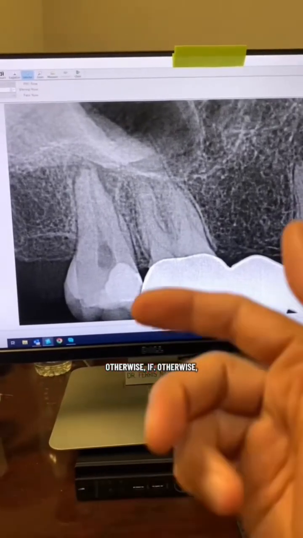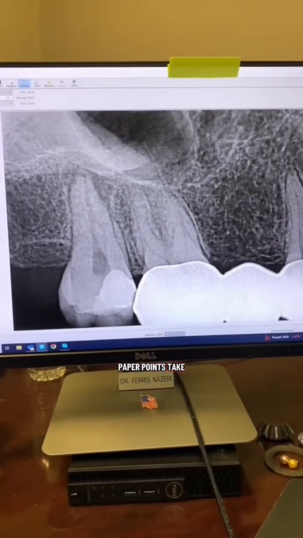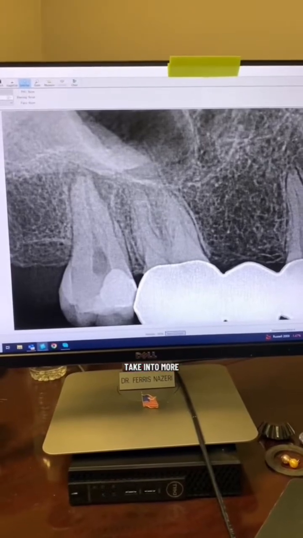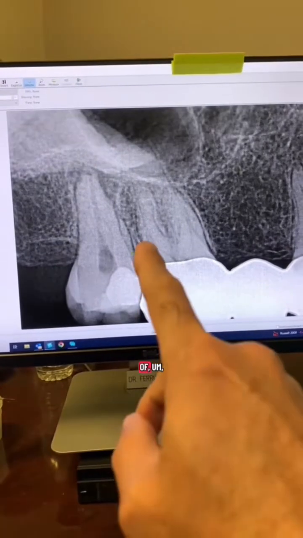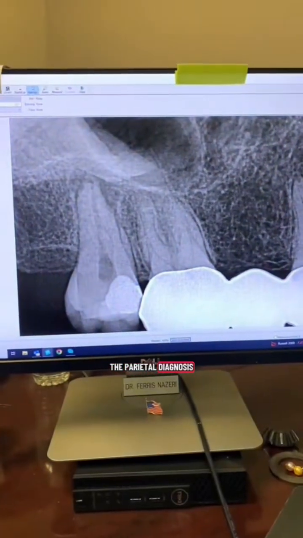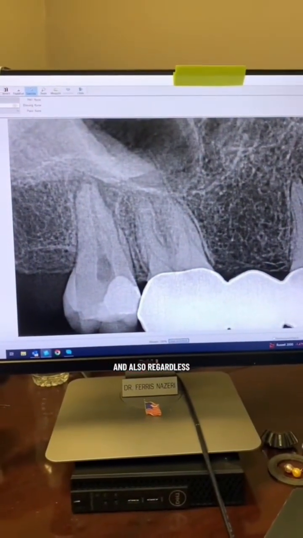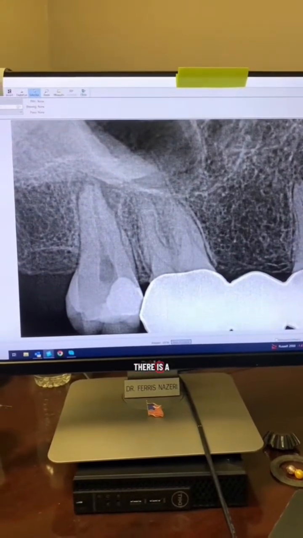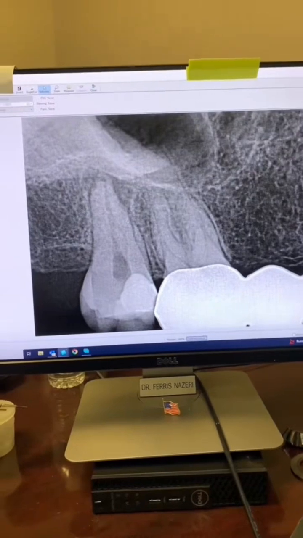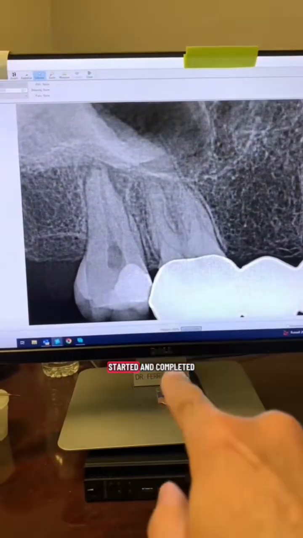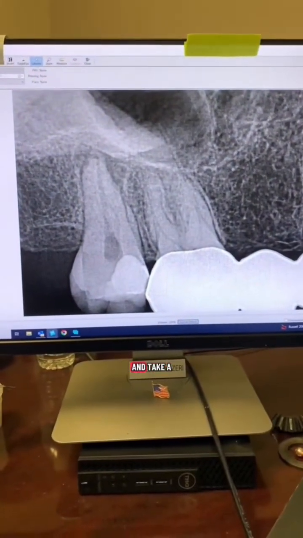Otherwise, if multiple sterile paper points taken to working length come back dry, then you can obturate, regardless of the periapical diagnosis and pulpal diagnosis, and also regardless of whether there's swelling, regardless of whether there's a sinus tract, fistula, what have you. So, as I said, today I went ahead and started and completed endodontic treatment in one appointment, and take a look.